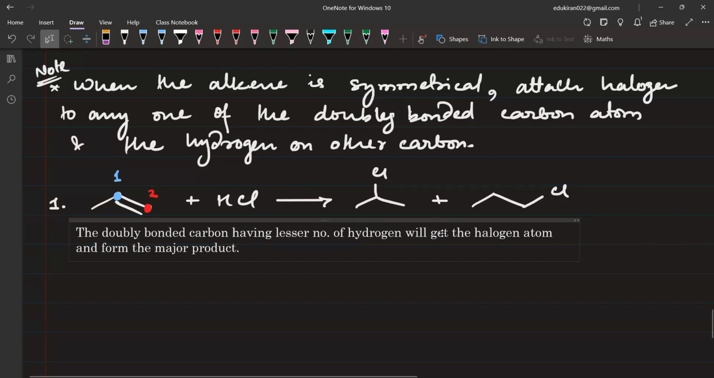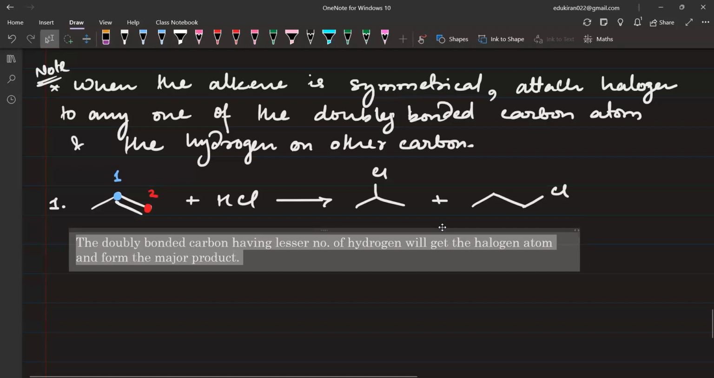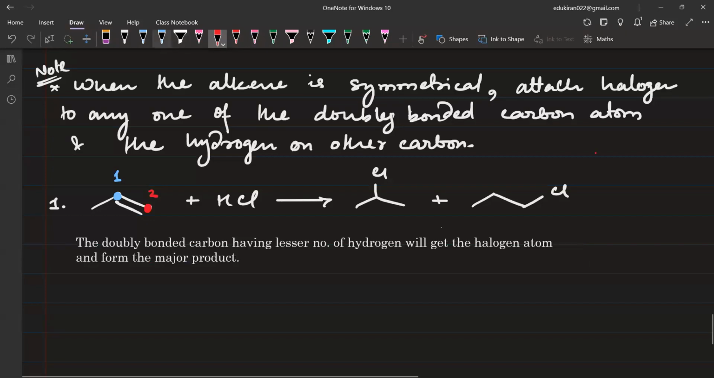अब इसमें बताइए which one will be major, the first one or the second one? कौन सा वाला major होगा? So first one will be major and this will be minor product. ठीक है, कर लेंगे. Yes, sir.